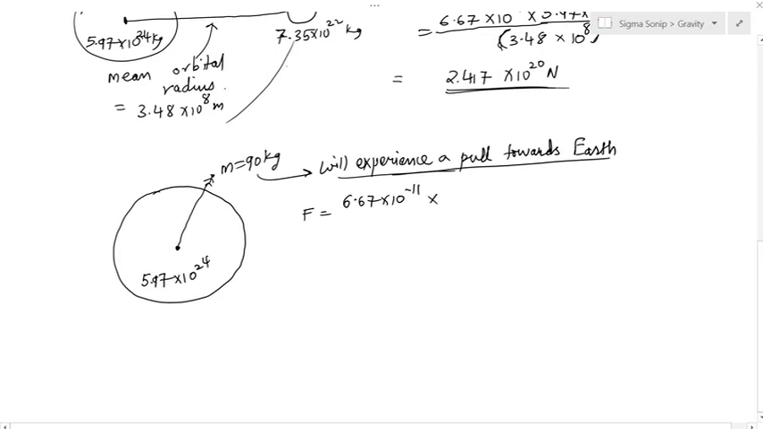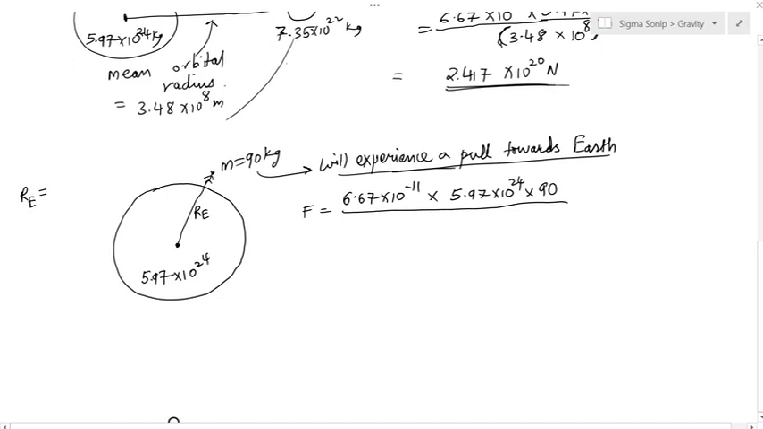G times mass of Earth is 5.97 times 10 to the power 24, and mass of the person is 90, and the distance here is obviously equal to the radius of the Earth. So radius of the Earth is equal to, I can write the value here, I have it readily available: 6.371 times 10 to the power 6 meters. So this is my 6.371 times 10 to the power 6.